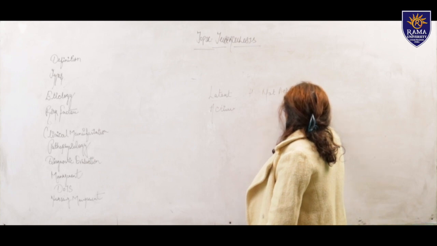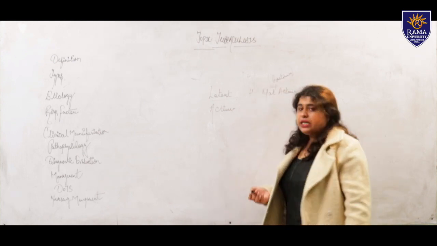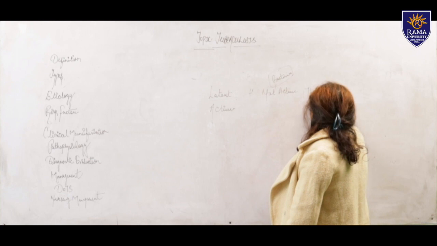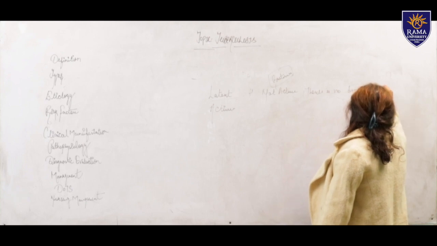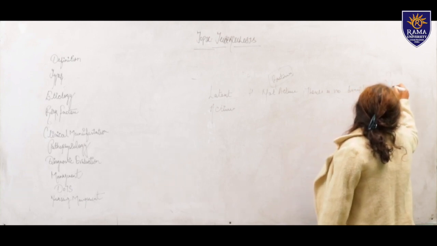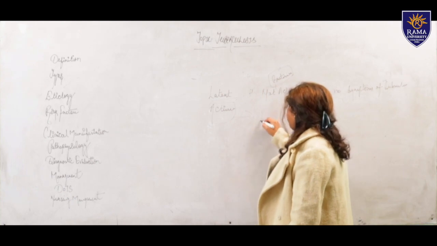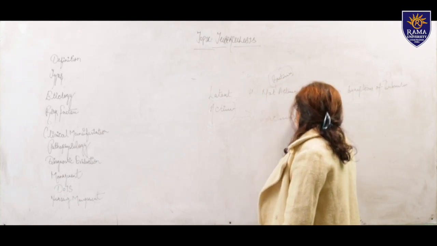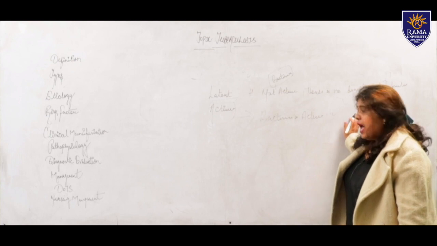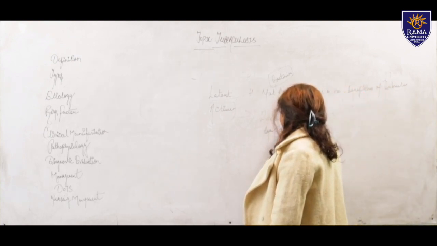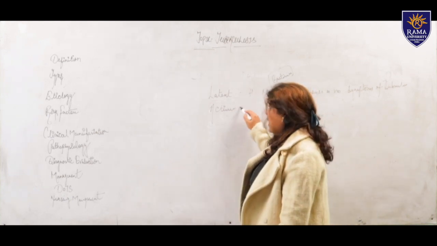When the bacteria is not active, there are no symptoms of tuberculosis. And in active TB, the bacteria is active, which is causing tuberculosis and making you sick, and symptoms are present. This is the difference between latent and active TB.